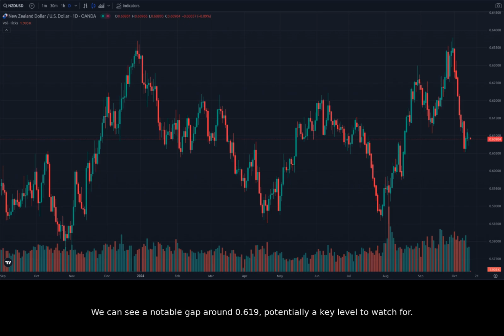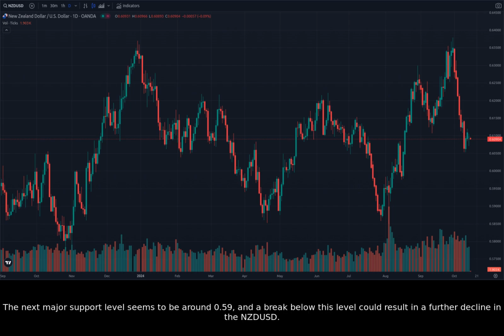We can see a notable gap around 0.619, potentially a key level to watch for. The next major support level seems to be around 0.59, and a break below this level could result in a further decline in the NZDUSD.